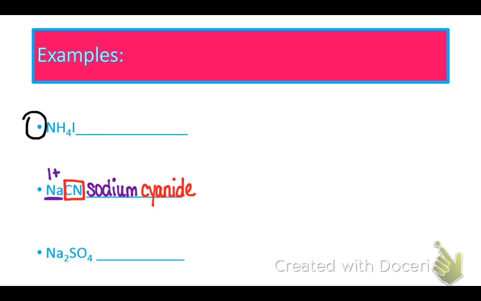Okay, let's try the next one. You should be able to go to your polyatomic chart, find SO4, which is sulfate. And then notice all I have left over is again sodium, and we already determined in the last problem that sodium has a 1+ charge. So sodium, no Roman numeral, sulfate.